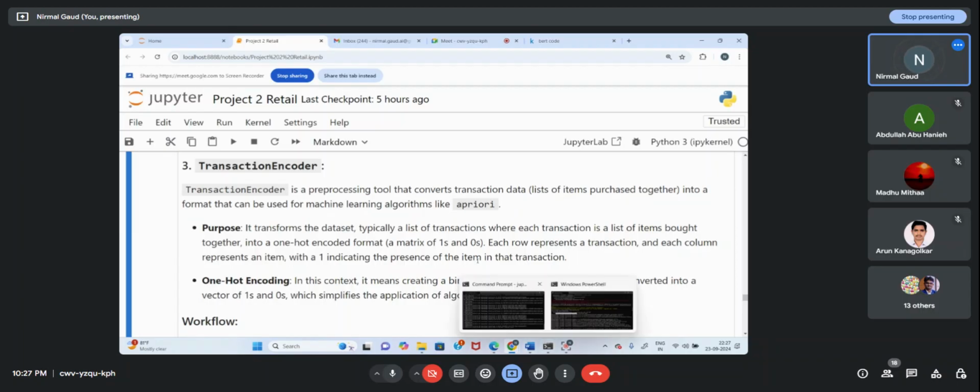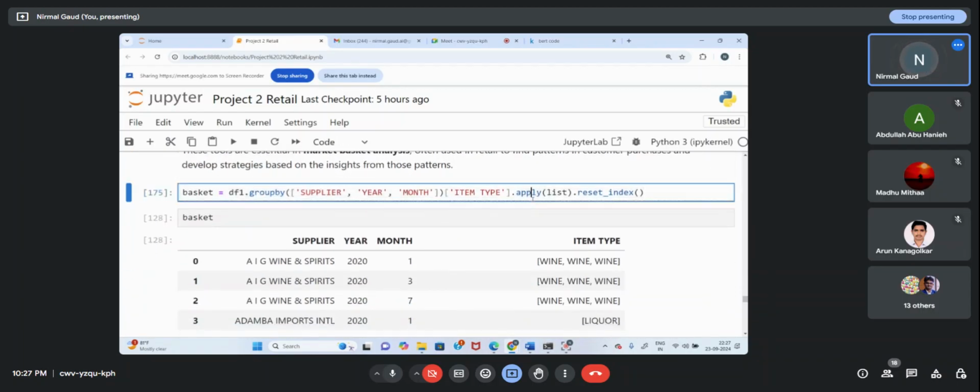Okay, so I created a basket. The reason is these are the item types which are supplied. So with respect to supplier, year and the month, what are the items? Just make a list of them which are supplied.